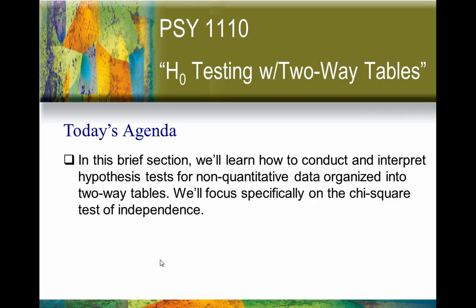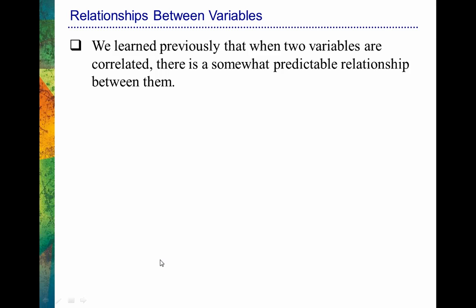So we're talking about Section 10.2. And what we do in this section is talk about dealing with non-quantitative data and how we can analyze that when it's put into what we call two-way tables. Let's jump right in and you'll see what I'm talking about.